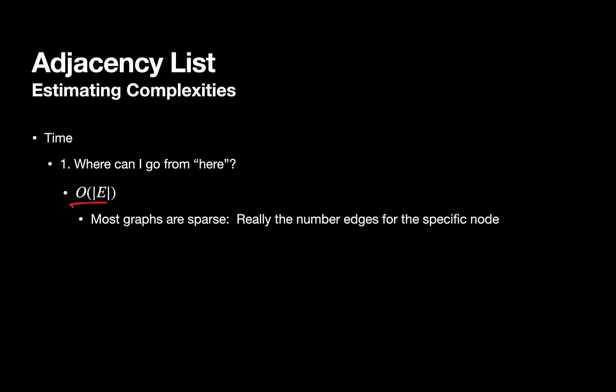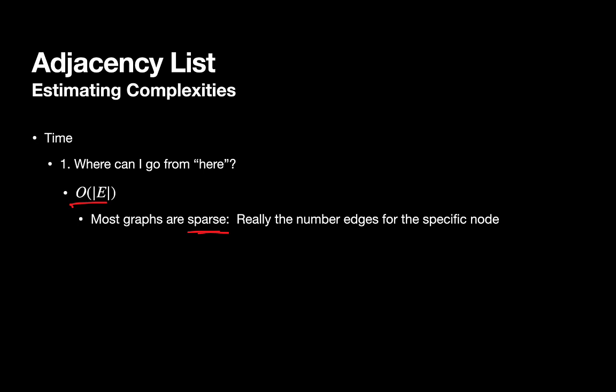Okay, let's talk a little bit about the adjacency list complexities. So first off with time, answering where can I go from here? If we're at a particular vertex, we really might have a list that includes every edge. If the vertex is fully connected to everything in the graph, we may have a list of every possible edge. But most of our graphs are sparse. That's really unlikely in a sparse graph, and even if it does happen occasionally, most of our nodes will be much better than that.